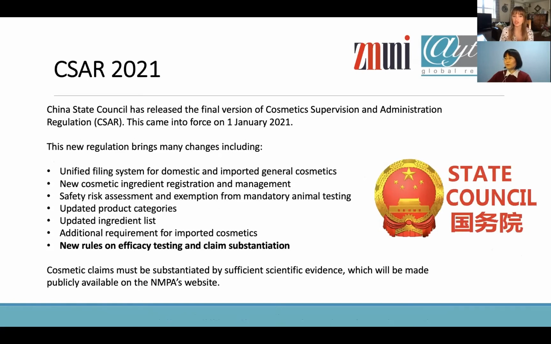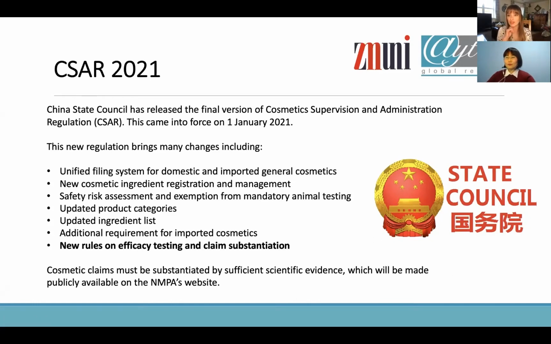What does the new regulation have in it? Well, it's to do with the new filing system for importing and domestic general cosmetics. It's got a new cosmetic ingredient registration management system. It's got new measures for safety risk assessment, which includes animal testing. There are some new product categories, which we'll talk about in a bit more detail, and more information on the updated ingredient list. And actually, most importantly today, there are new rules on efficacy testing and claim substantiation.